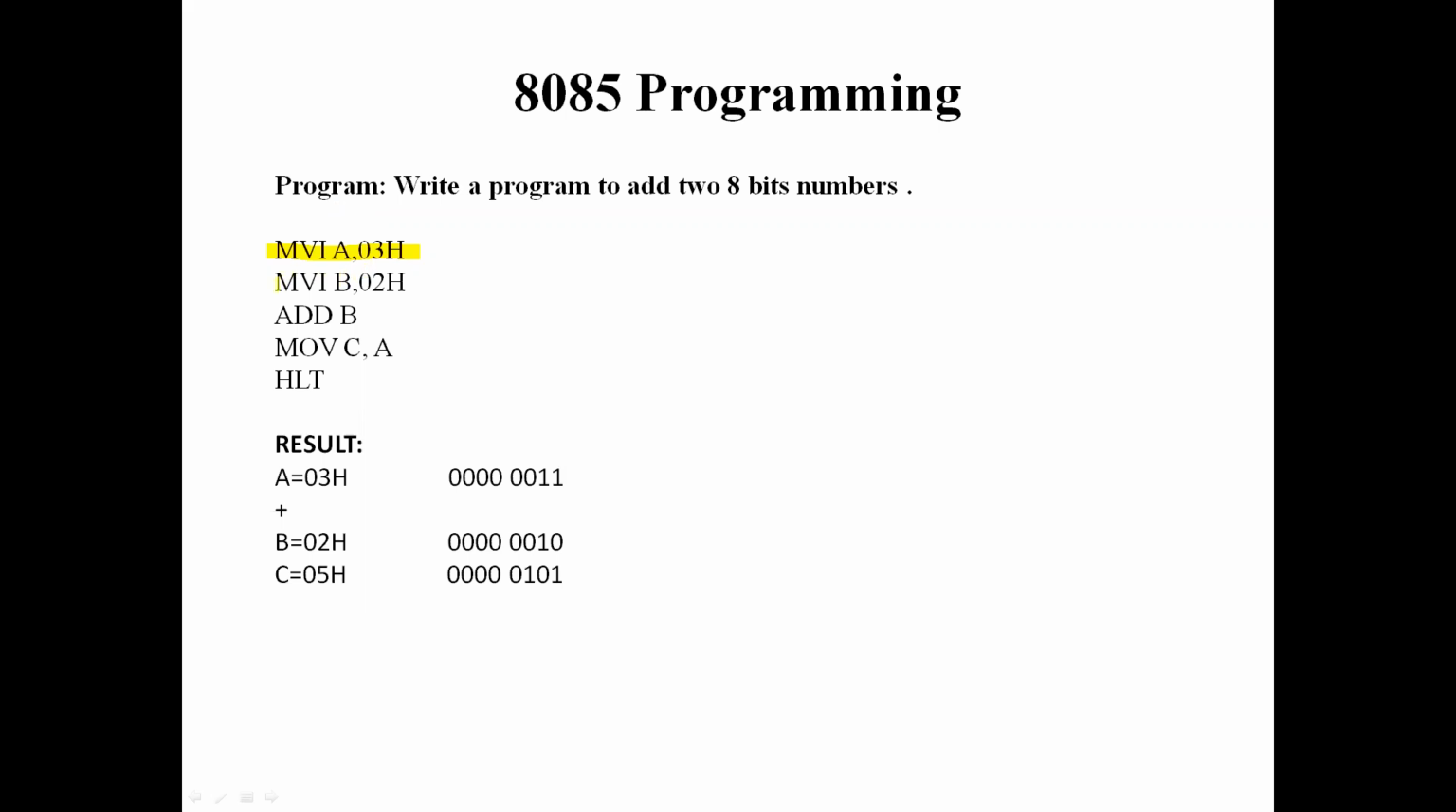After that, MVI B,02H means 02 is transferred to register B. After that, ADD B. And then MOV C,A means the addition will be done in the accumulator, and this addition is 05. This result will be transferred to C. Then HLT means stop the program.